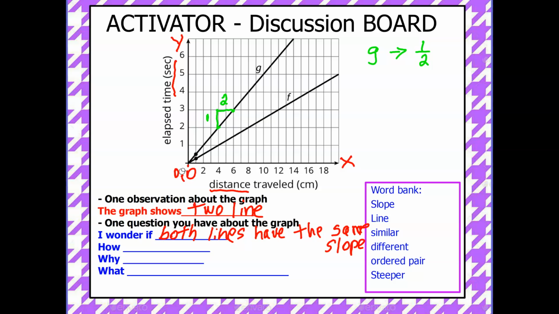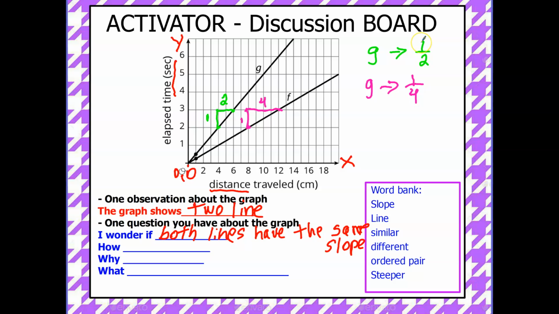So let's look at line F. I'll pick 2 points and check for the slope. So the change in y is from 2 to 3, that is 1. And the change in x is from 8 to 12, which is 4. So the slope for line F is 1/4.